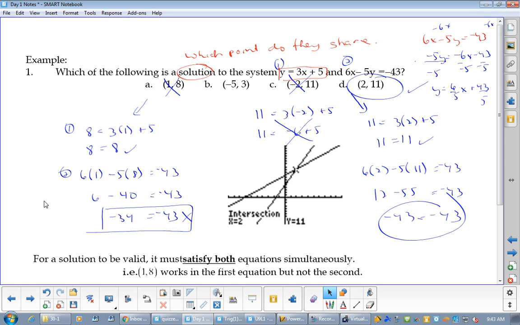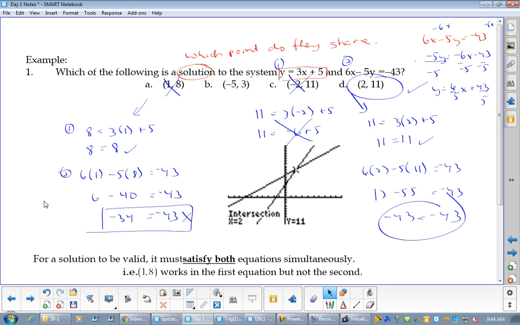will they always share a point? Yes or no? If you're saying no, or you're saying yes, I want to know why. If you're saying no, why? Will 2 parallel lines ever share a point? Okay? How would you know they're parallel? Same slope.